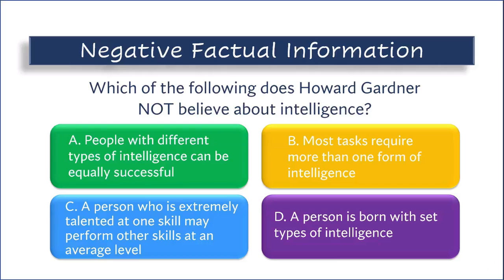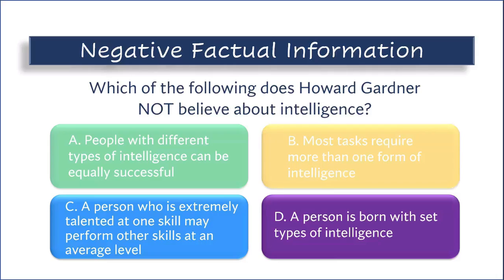A is incorrect because it is stated in this sentence in paragraph 4. Quote, since most tasks, including most tasks in classrooms, require several forms of intelligence and can be completed in more than one way, it is possible for people with various profiles of talents to succeed on a task equally well. B is incorrect. It is stated in the same sentence as A.